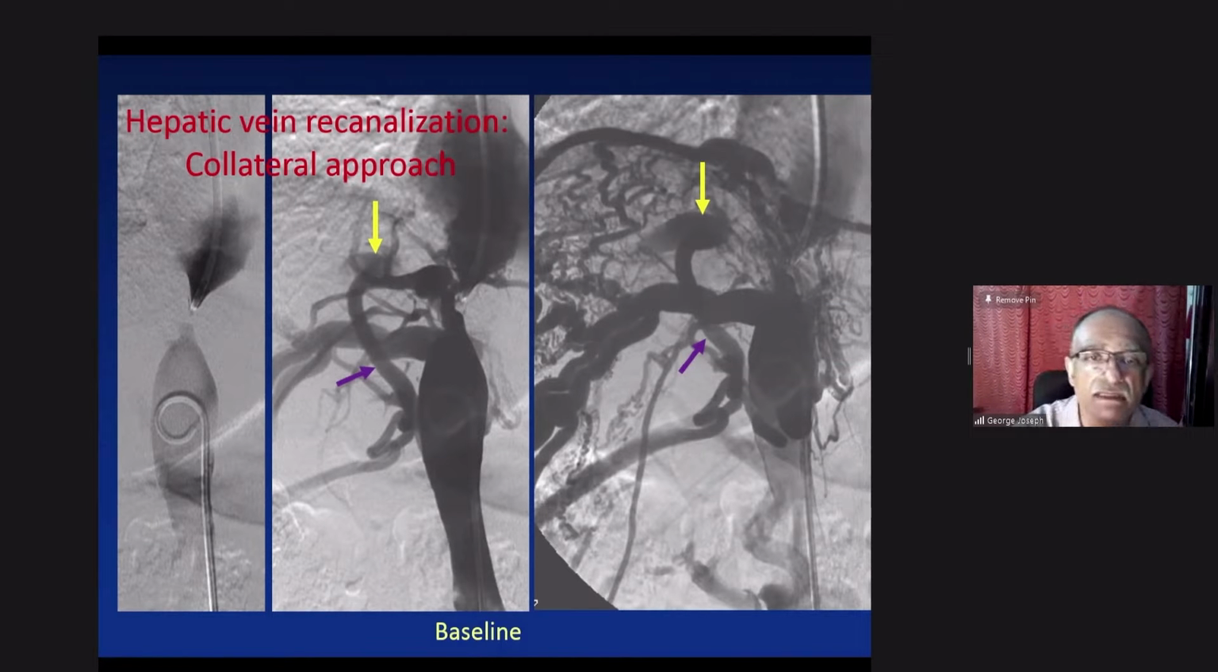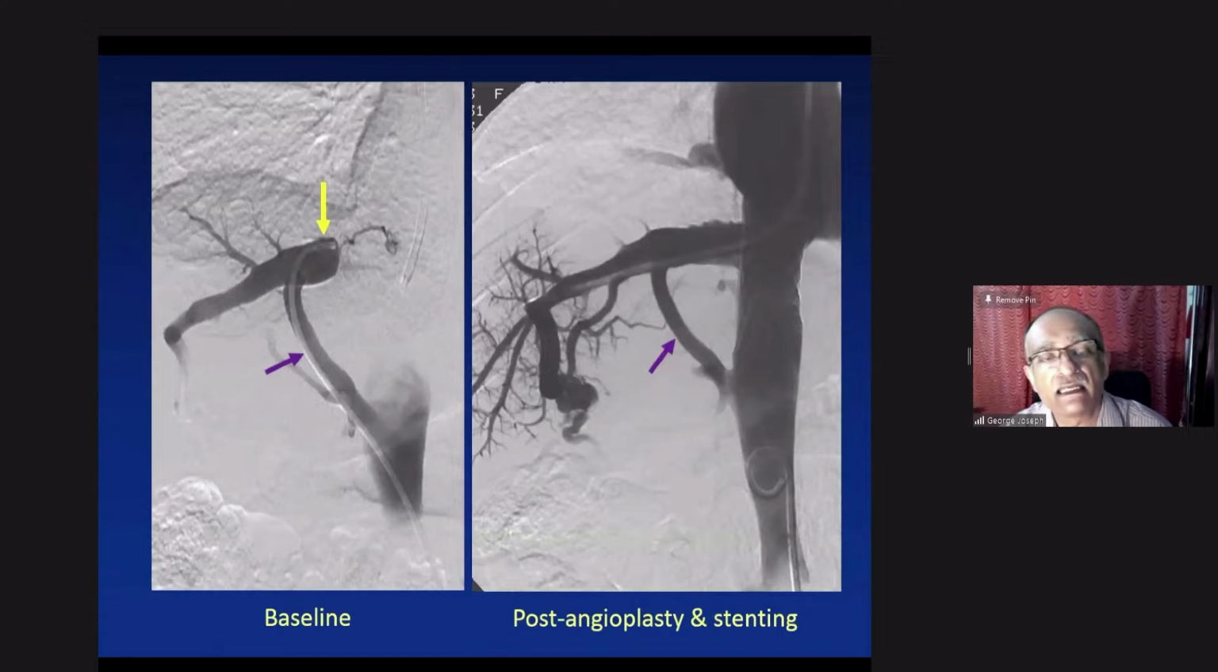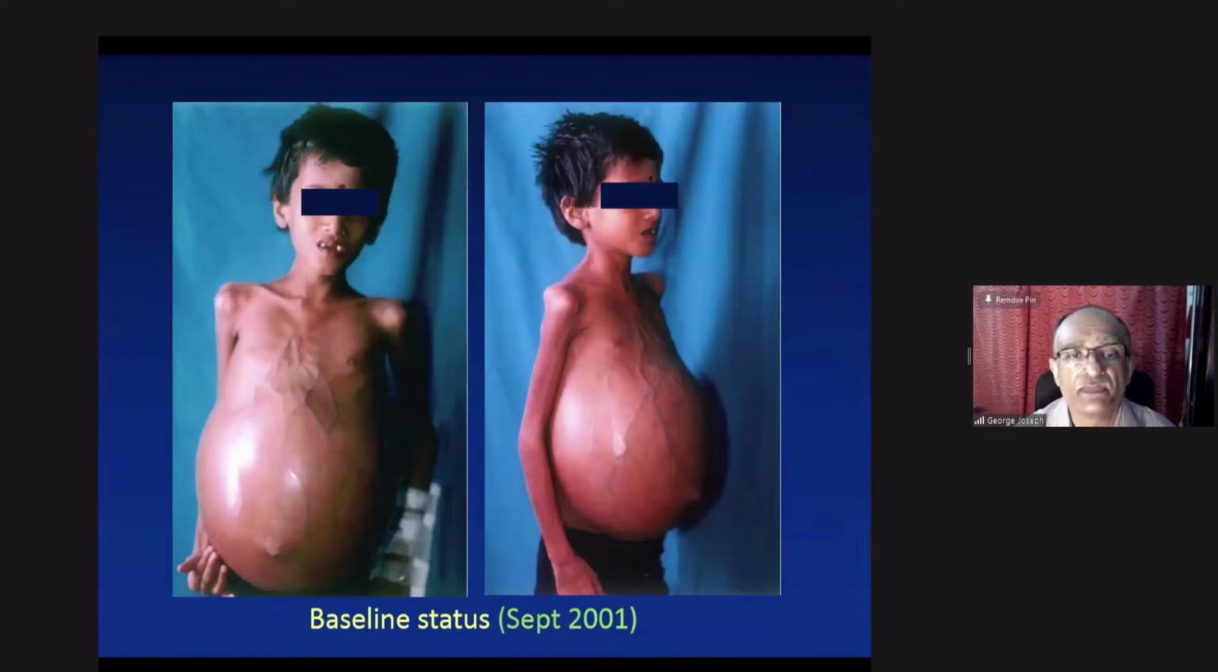So it's possible to go through this and then recanalize backwards, or actually it's an antegrade recanalization because that's the way the hepatic vein flows. And then you can bring the wire back into the IVC, exteriorize it, and complete the procedure with angioplasty and stenting. Now this can produce tremendous results, these techniques.